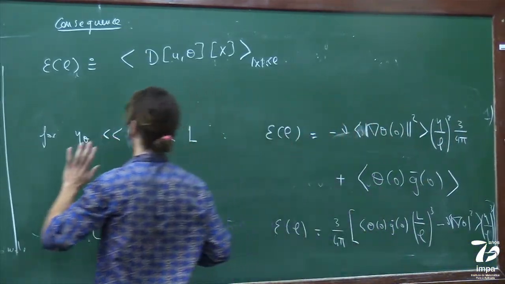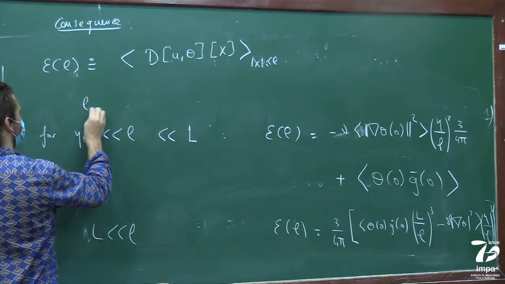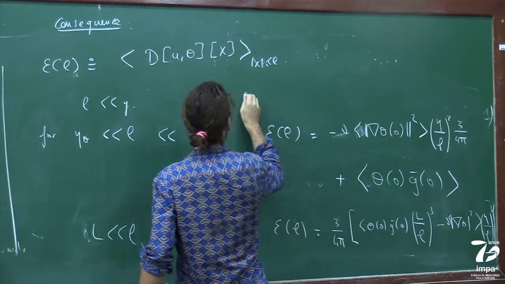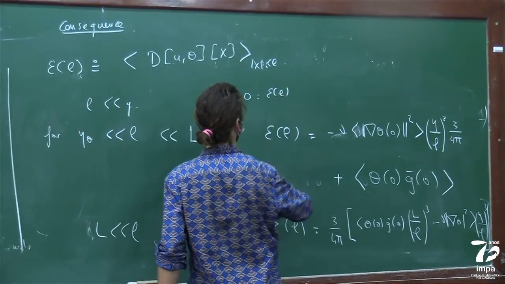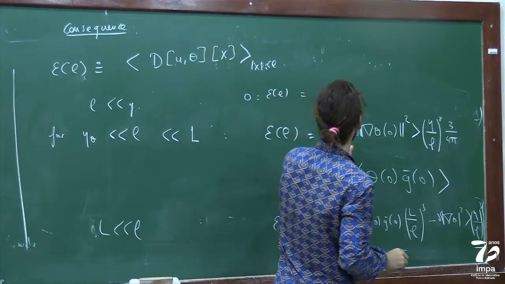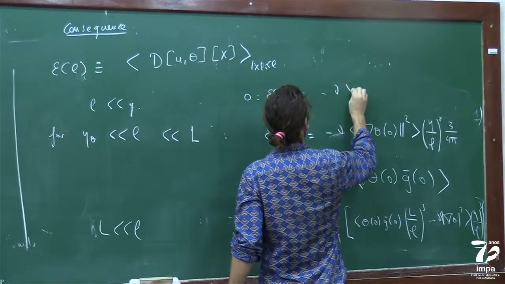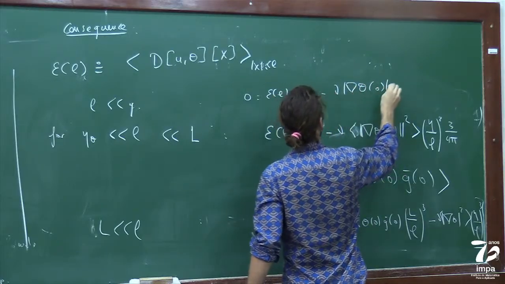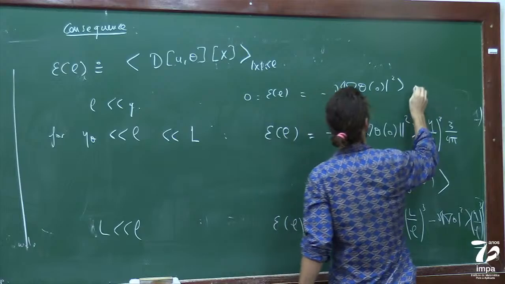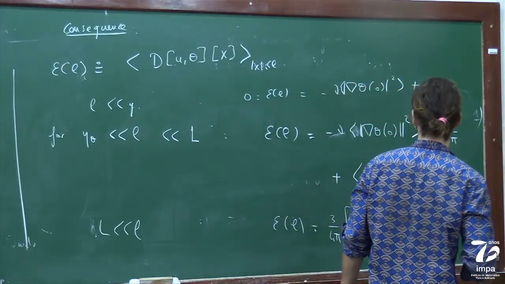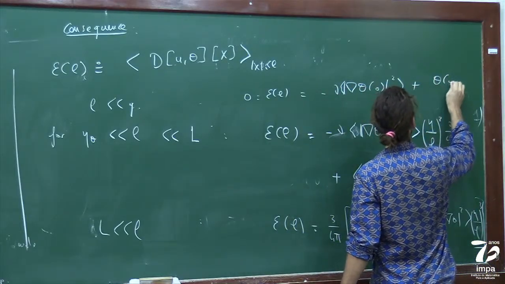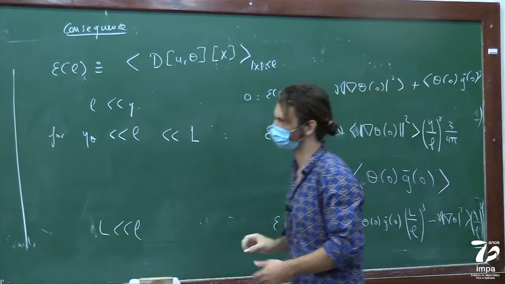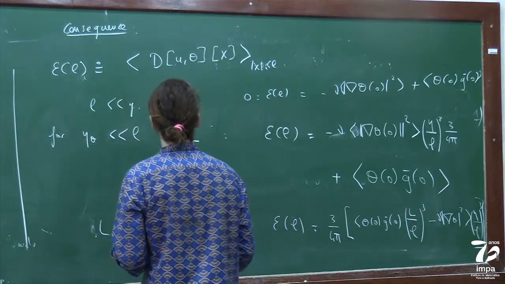Okay, and finally the last one, which is L very small compared to eta theta. In that case, we can show that epsilon L is 0, and this is exactly the balance between the gradient of theta square plus theta 0 G0. In other words, okay.